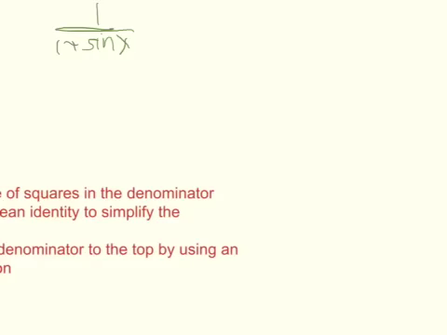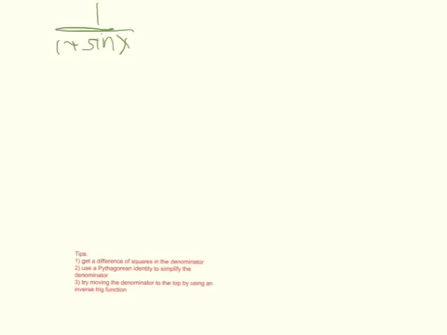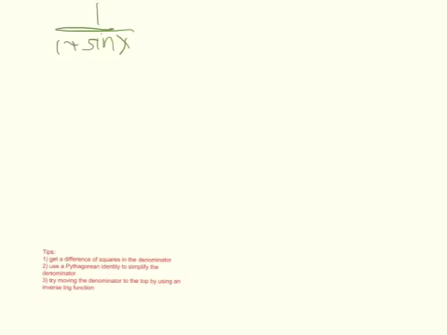Alright, so our example was 1 over 1 plus sine x. And I'm going to put our tips and tricks in here as well, just at the bottom, so we can refer to these as we go through. So our first tip was to get a difference of squares in the denominator. To do that, I'm going to multiply the denominator by 1 minus sine x.